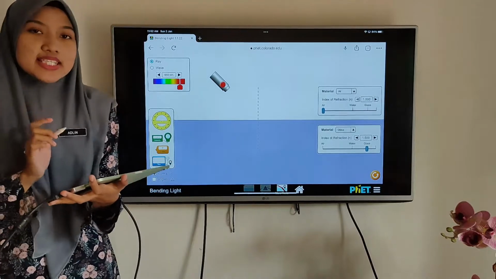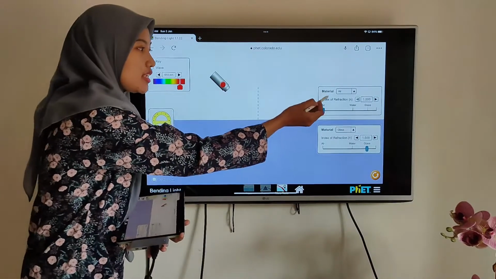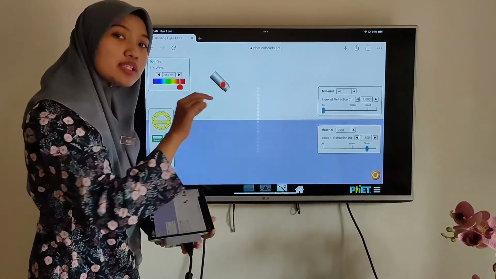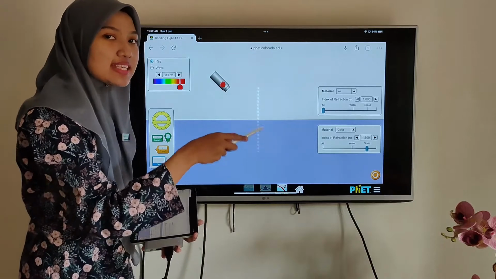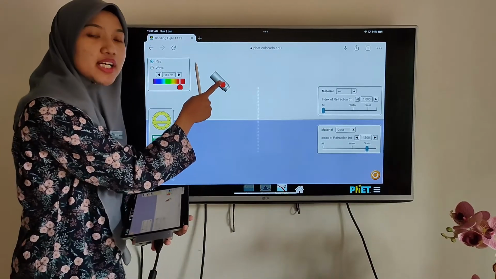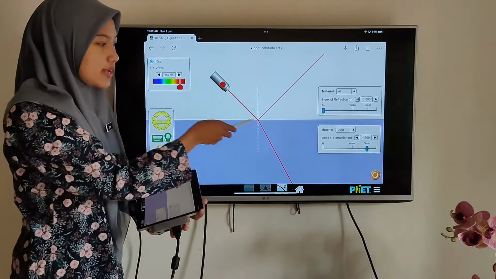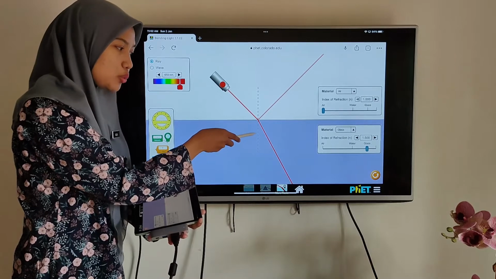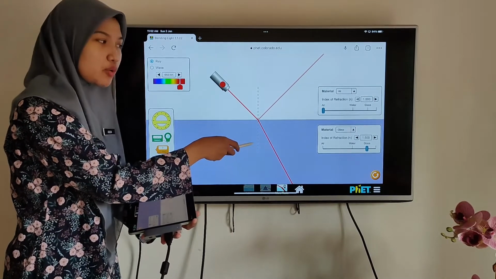Okay, this is the simulation. You can see that the first material is air, and the second material is glass. Air is less dense than glass. So when I turn on the light, you can see that the refracted ray is towards the normal line.